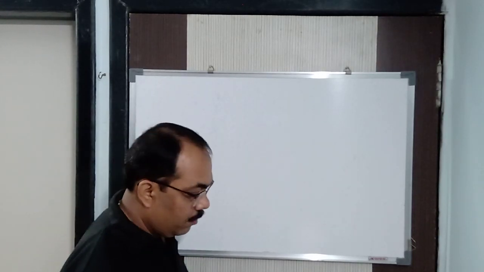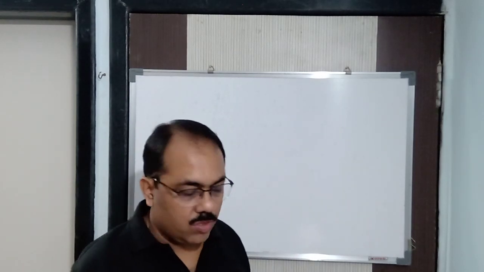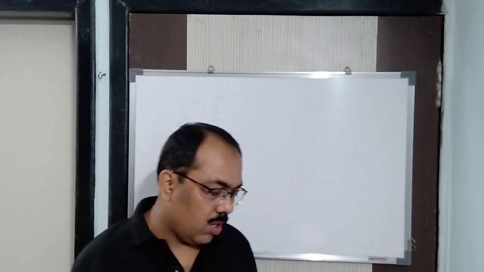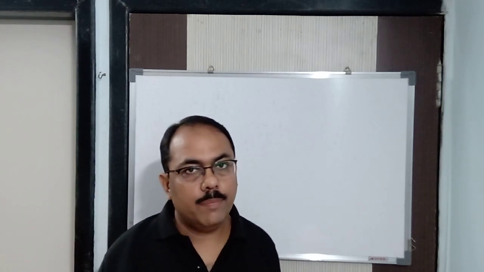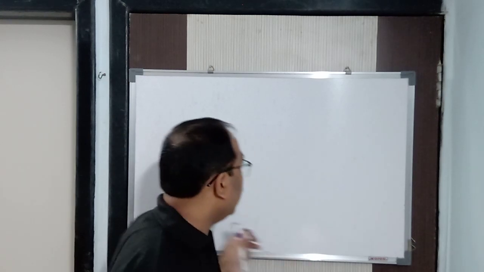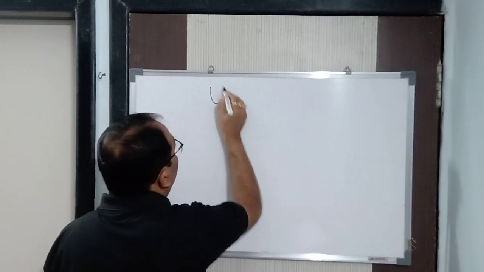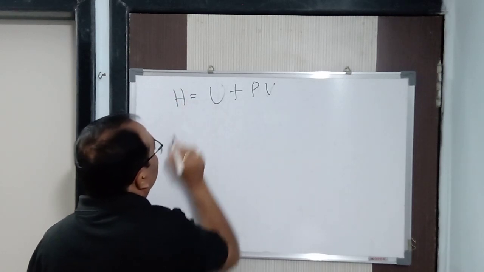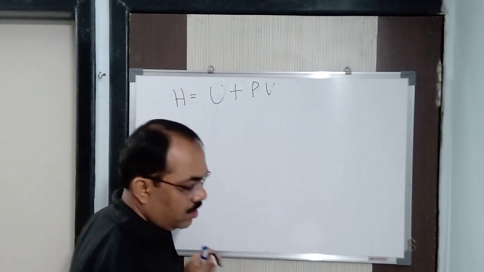Now, coming to the next one, that is enthalpy. As I said about enthalpy, it can also be defined in this way: the thermodynamic quantity U plus PV is also called the heat content or the enthalpy of the system. The thermodynamic quantity U plus PV is also called the enthalpy or the heat content of the system.